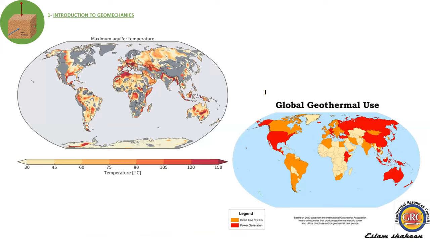Okay, this is a global map for the power generation projects that have been found all over the world. As you can see, we have a huge use of geothermal reservoirs because, as I've stated before, this type of renewable energy is a continuous source of green energy. Okay.